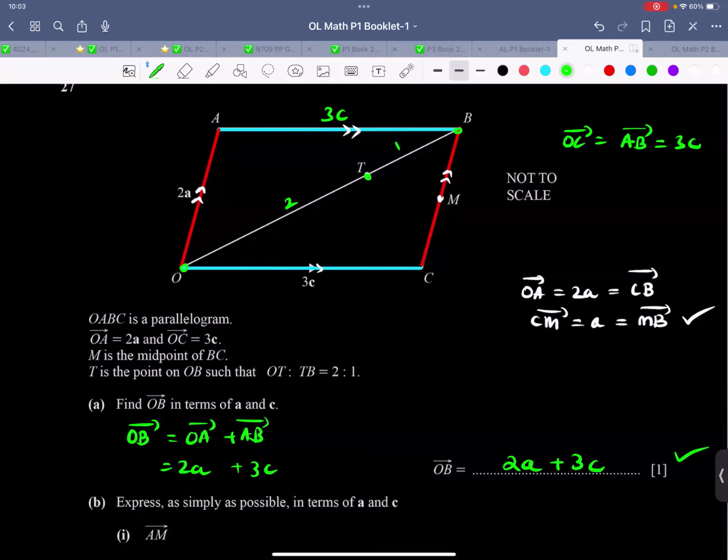Express AM. Now, how can I find AM? O till A till M. That's O till M. That's one approach.